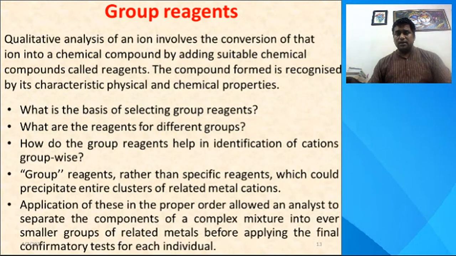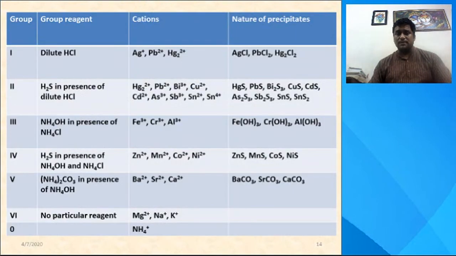As I have said, in order to classify cations into different groups, we need group reagents, so that after addition of those group reagents, those particular cations will form precipitates. What is the basis of selecting these group reagents? What are the reagents for different groups? How do the group reagents help in identification of cations group wise? A group reagent, instead of a specific reagent, could precipitate an entire cluster of related metals. So that's what we are going to understand.